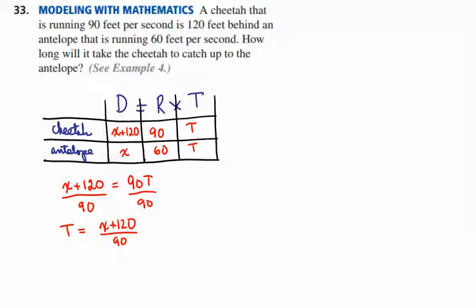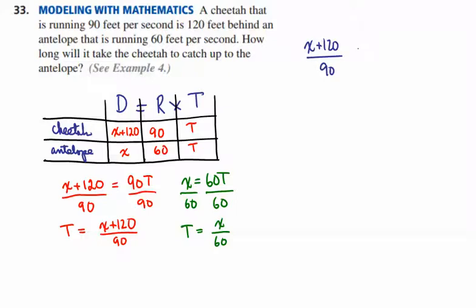Then let's go on to look at the antelope. The antelope runs x is equal to 60t, dividing both sides by 60, we get t is equal to x over 60. So what I want to do then is to set these two equations equal to each other, since they both have the same amount of time, or the t's are equal to each other. So I have x plus 120 over 90 is equal to x over 60.